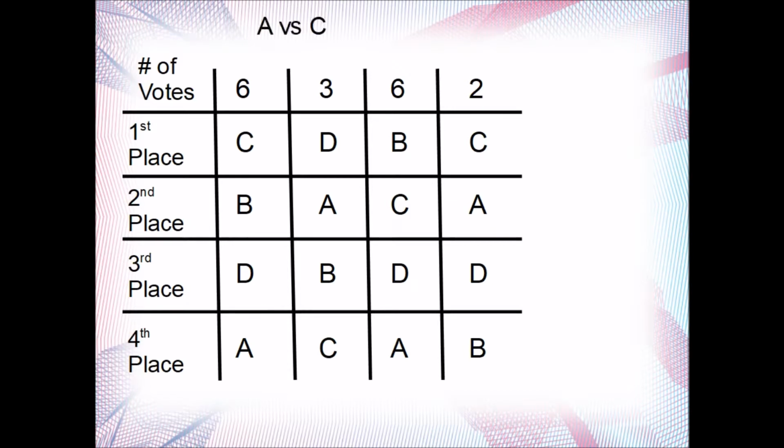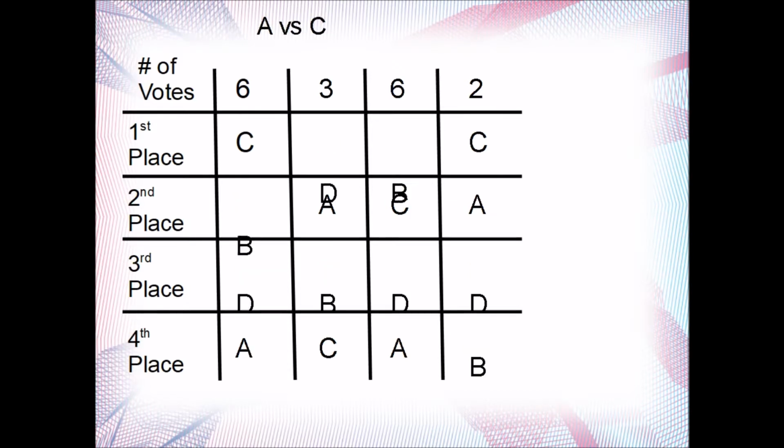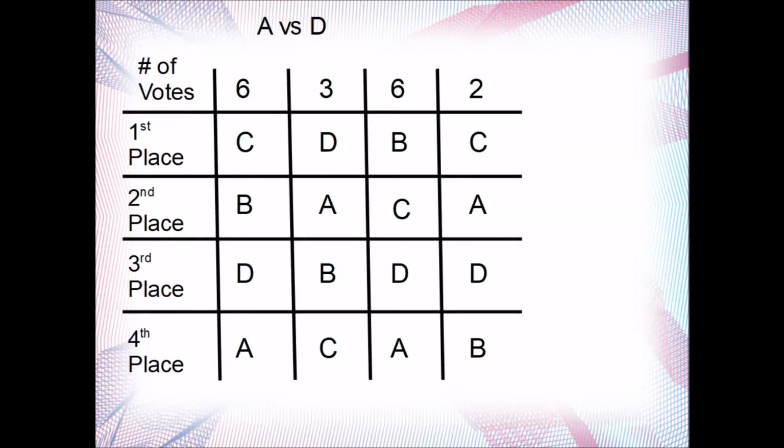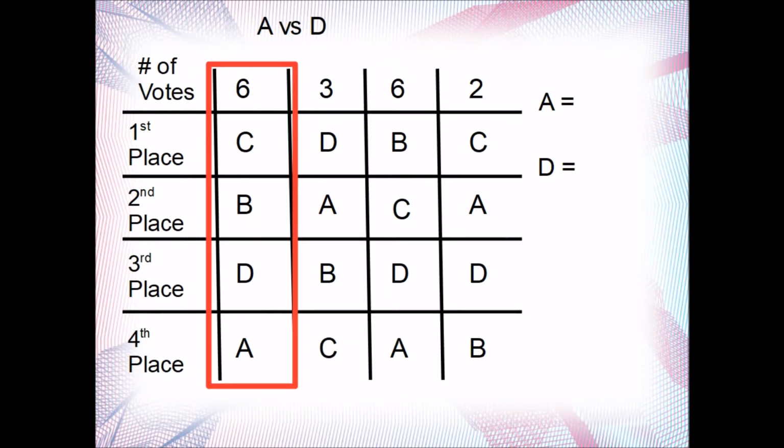So now, let's do A versus C. Get rid of the people we don't care about. Looking for people who prefer candidate A, and I can see that only 3 of them actually do. Everyone else likes candidate C better. So C is the winner. C wins, award my points. -1 for A, 1 for C. So now let's look at A versus D. A little bit faster here.